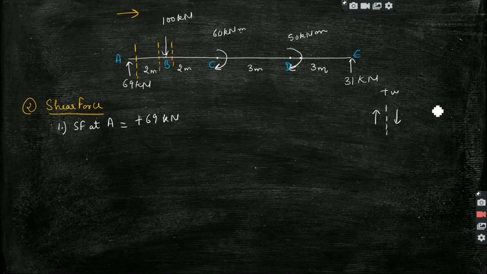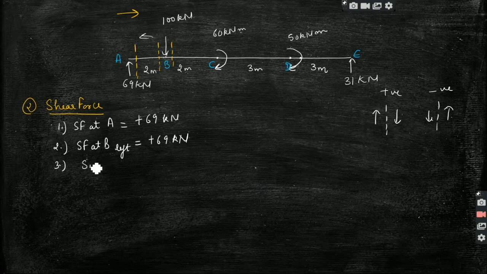Now shear force at B, left. So on the left hand side, we take the section at just left of B, right? If we look in the backward direction, then we only have one force, which is 69. So there will be no change. Then shear force at B, right. Now when I look at the right hand side of B, another force is acting, which is 100 kN. So this will be 69 minus 100, because downward forces in left hand side are considered to be negative. So minus 31 kN.